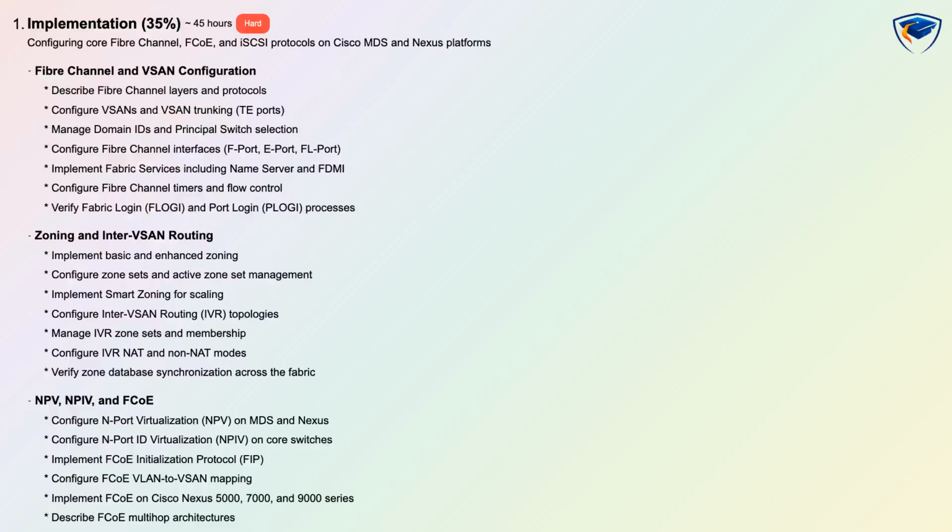You will learn Fibre Channel layers and protocols, how to configure VSANs and VSAN trunking, and how to manage domain IDs and principal switch selection. The domain also teaches Fibre Channel interface modes such as F-port, E-port and FL-port, fabric services like the name server and FDMI, timers and flow control, plus how to verify FLOGI and PLOGI processes for reliable logins.